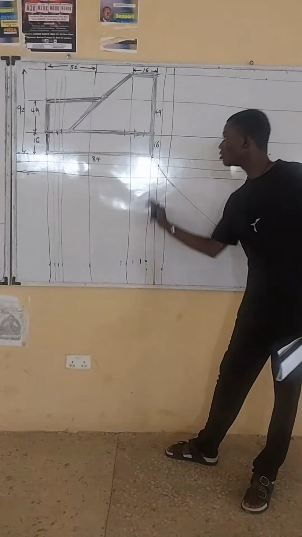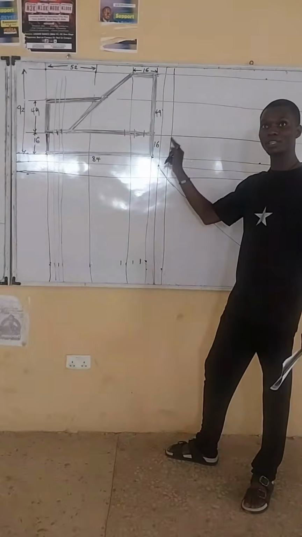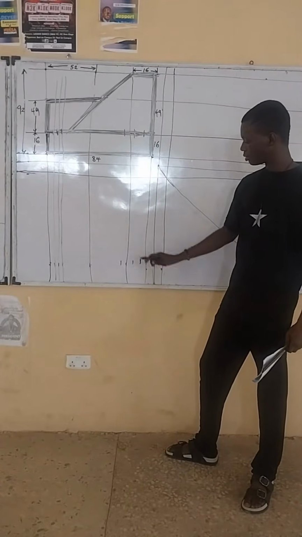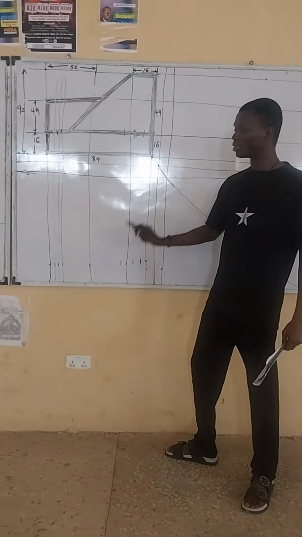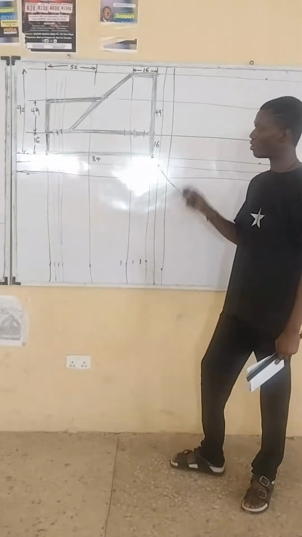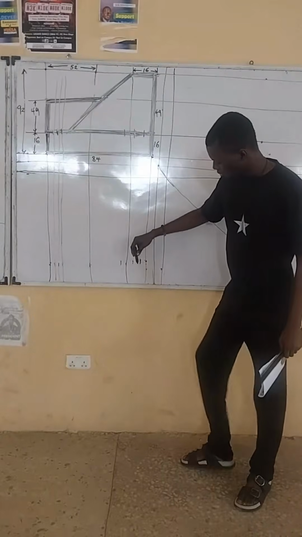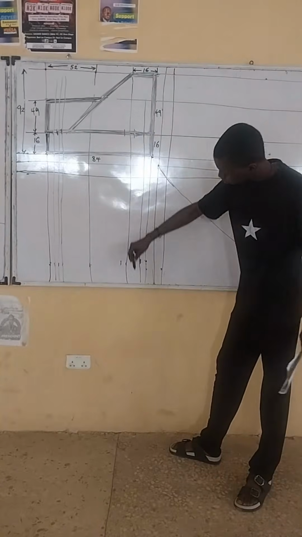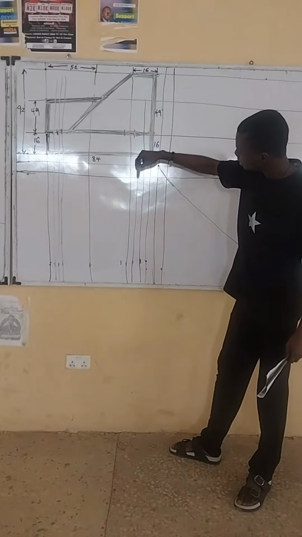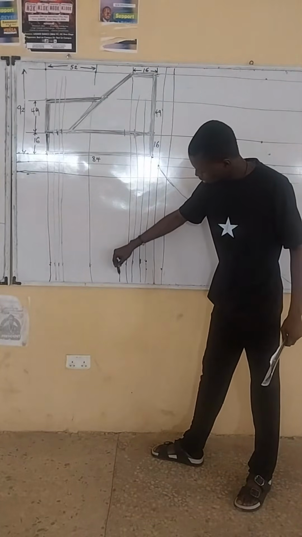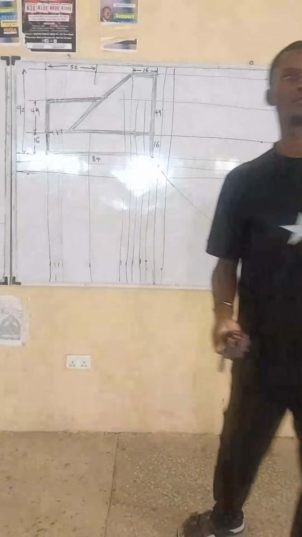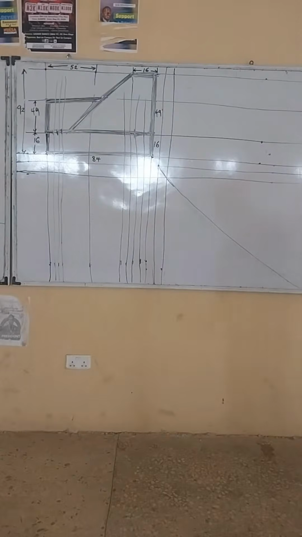That's from this line, not the middle one. Don't mix up the line. From this line, 0.7, 1.4, 2.1. 0.7, 1.4, 2.1. Please make sure the dimensions are accurate so that it will not affect the other diagram. So after that, you join them, then you extend. You join and extend. So with this line now, we can now get the broken line.